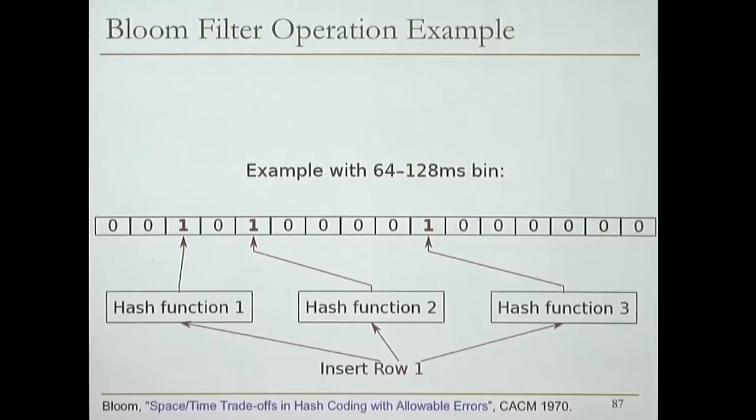Now, this is actually a complicated example. Let's assume you don't have three hash functions. You have only one hash function. That's also enough, right? You insert row one. You go through a hash function. You set a bit. That bit indicates the presence of row one in the bit vector.